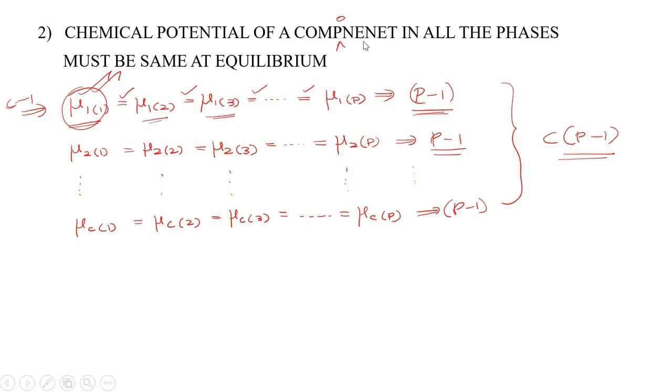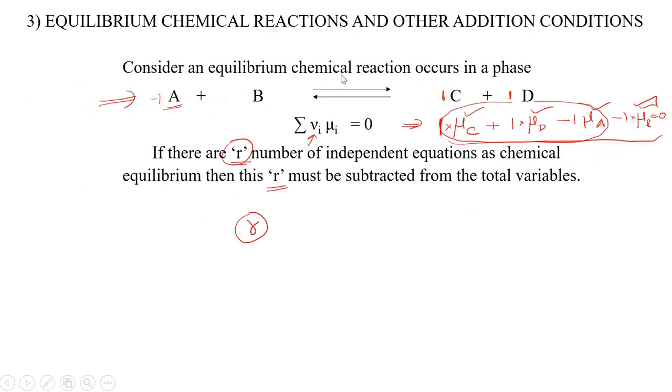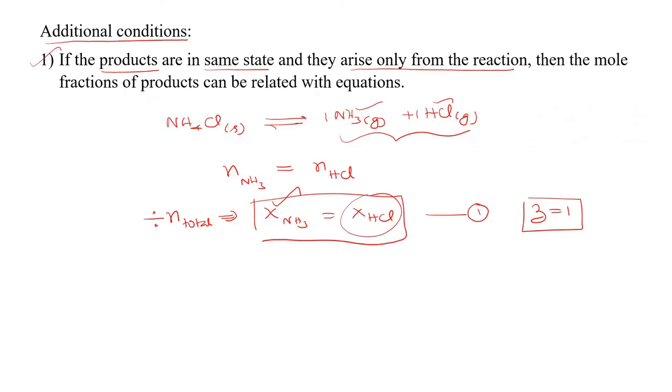Then the chemical potential of a component in all the phases must be the same. This is the second equation. Apart from these two equations, if a reactive system is present, then you have to look at whether any chemical equilibrium is present or not. If there is a chemical equilibrium, for each chemical equilibrium reaction you have to subtract 1. So if there are r chemical equilibrium reactions, then you have to subtract r from the total.